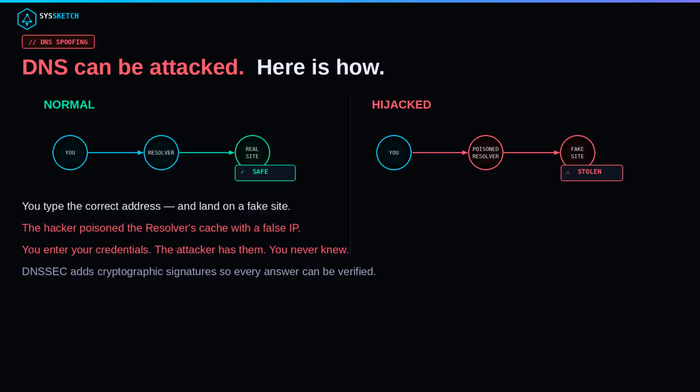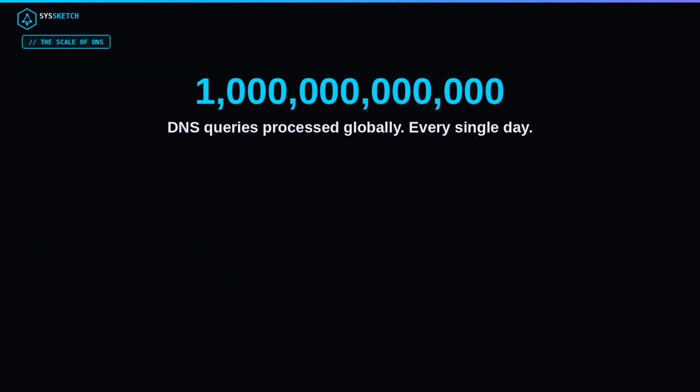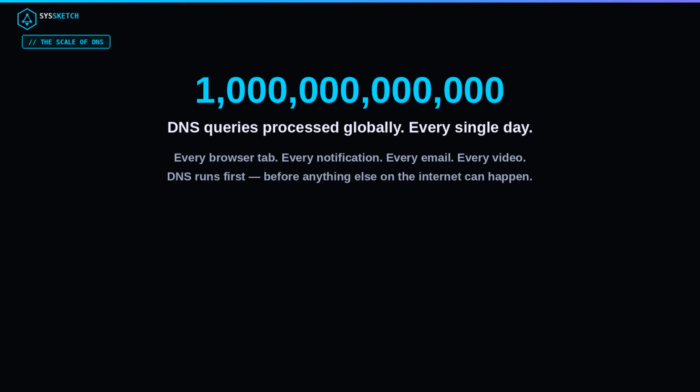Step 2. Your device contacts a DNS resolver, a server run by your internet provider whose entire job is answering address questions on behalf of everyone on its network. Think of it as a dedicated librarian. Your device asks, what is the IP address for google.com? The resolver checks its own cache first, because it handles thousands of identical queries from thousands of customers every single minute of every day. If it has a recent answer, it replies immediately and the lookup is complete. If not, it has to go hunting further up the chain.